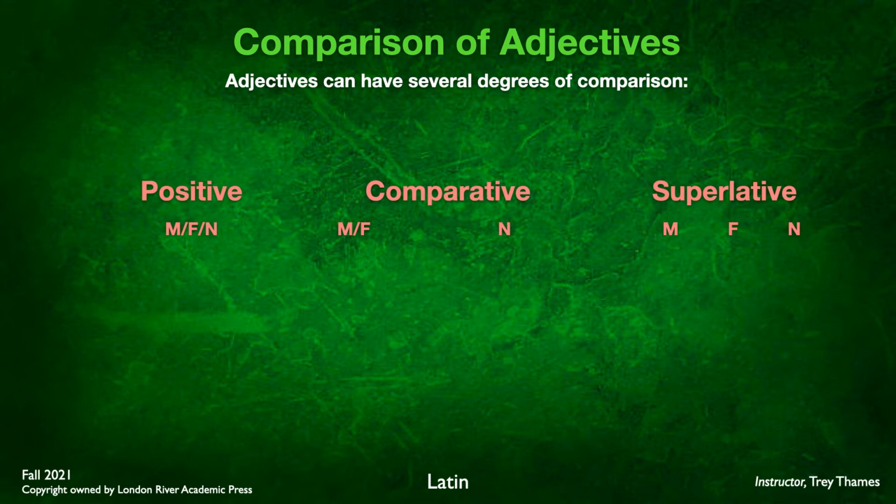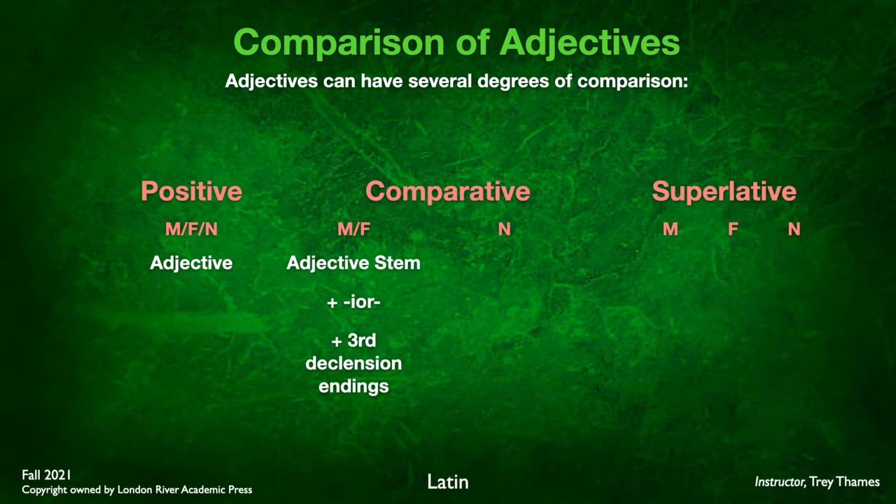Now, here we have the positive, comparative, and superlative formats. For the positive, of course, it's just whatever adjective form you've learned in your vocabulary lessons or see in the glossary. For the comparative, what you're going to do is take the adjective stem, and generally that means taking the genitive ending off of the adjective, and whatever base you're left with is your stem. To that, you're going to add the infix for masculine and feminine comparative, -ior. And then to that, you will add the third declension endings. So this is for masculine and feminine comparative adjectives: adjective stem plus -ior plus third declension endings.